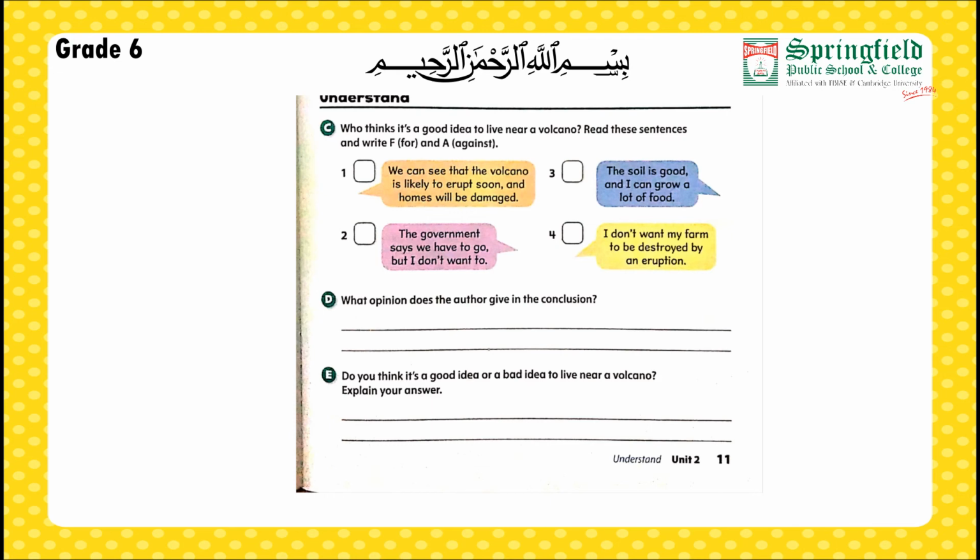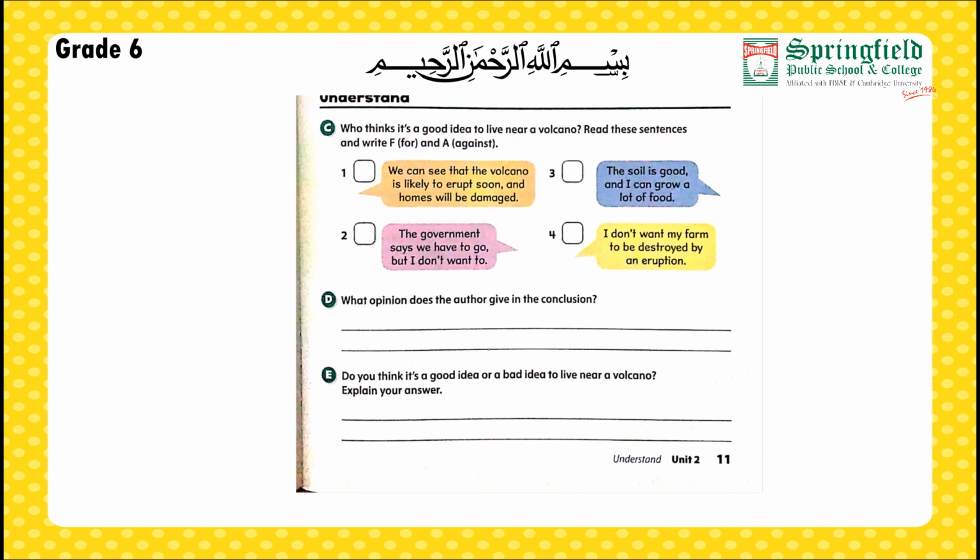So students, what you have to do is, you have to give your opinion by writing F or A in these boxes. Alright? You have to read these statements and sentences carefully, and then you think, are you for this kind of thing or are you against it? Alright? Now let's move towards exercise D.